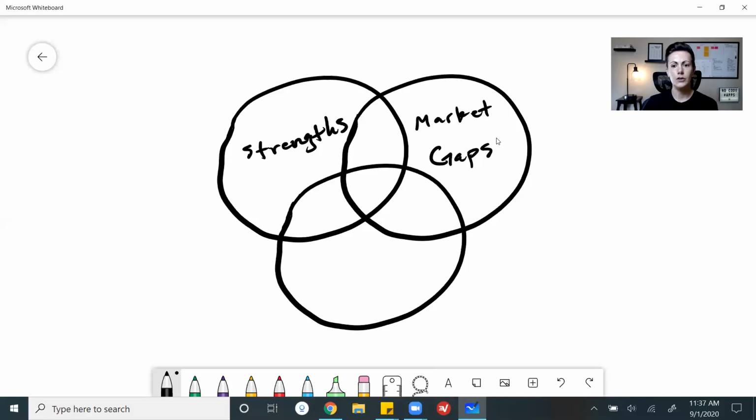Now, you can build almost the exact same app as someone else. It can appeal to the same market, it can solve the same types of problems, but you might just do it in a different way. Or maybe it doesn't appeal to the same target market. Maybe it solves the exact same problem, but it just appeals to a different segment in that market. Okay, so you have to think about the market gaps.